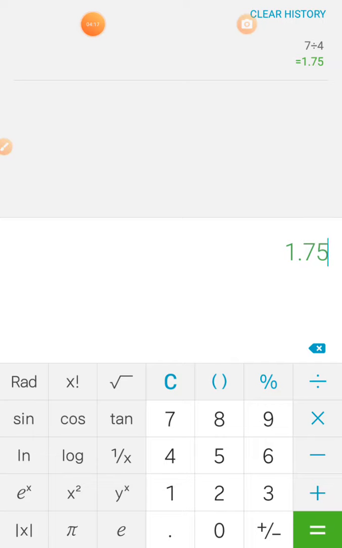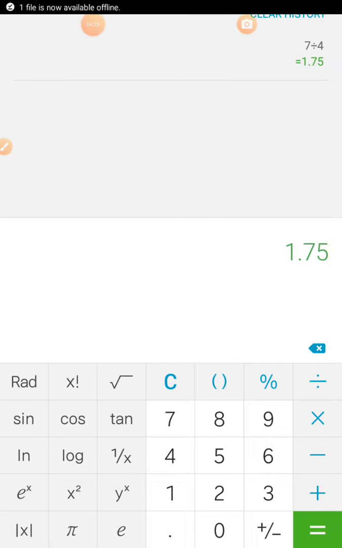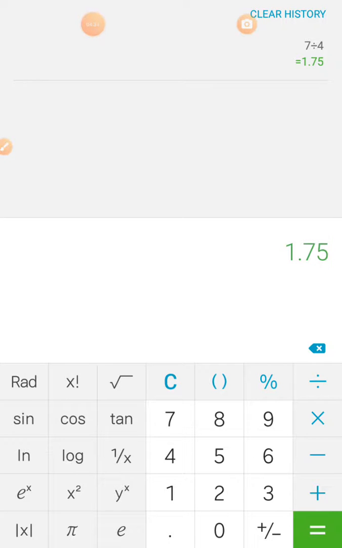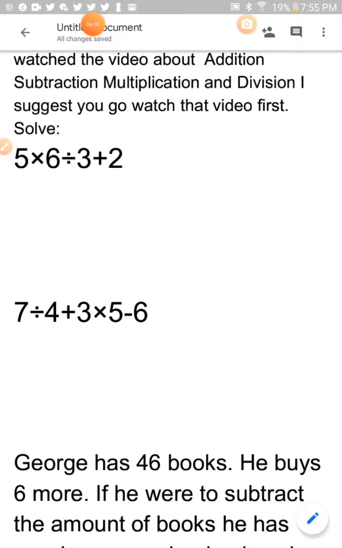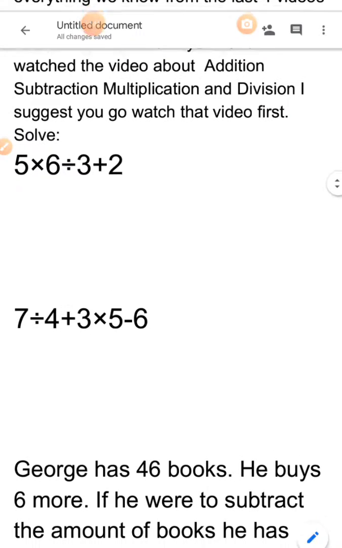Alright, I just typed the problem in a calculator and we got 1.75. So like I said in the last video, if it's not a number that you divide into, like 9 divided by 3, you would get a decimal number, like I said in the last video, if you remember. Or if you didn't watch it, again, I suggest you go watch it. Now let's get back to our problem. Back to our problem, we got 1.75.